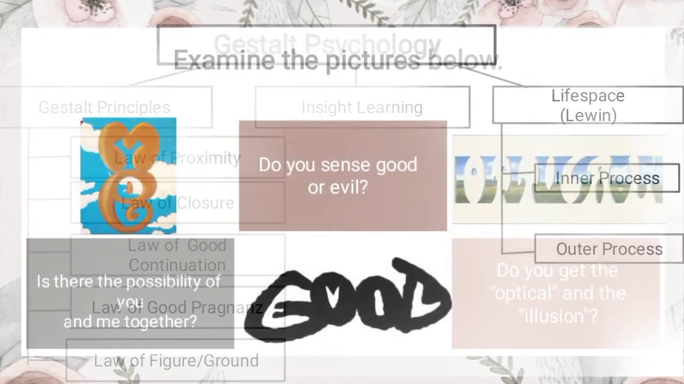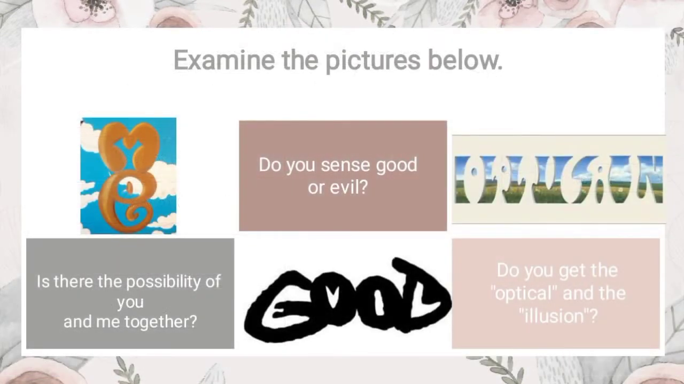So let's examine the pictures below. Is there the possibility of you and me together in the first picture? Do you sense good or evil in the second picture? Do you get the optical illusion in the last picture? So these are just some illustrations that challenge our perceptual skills.